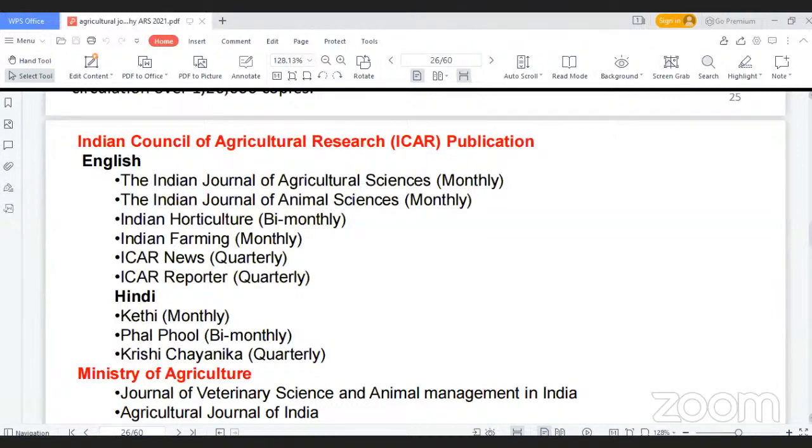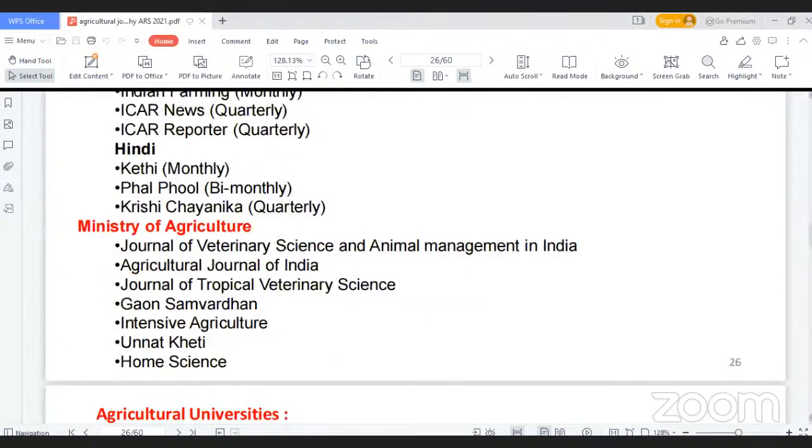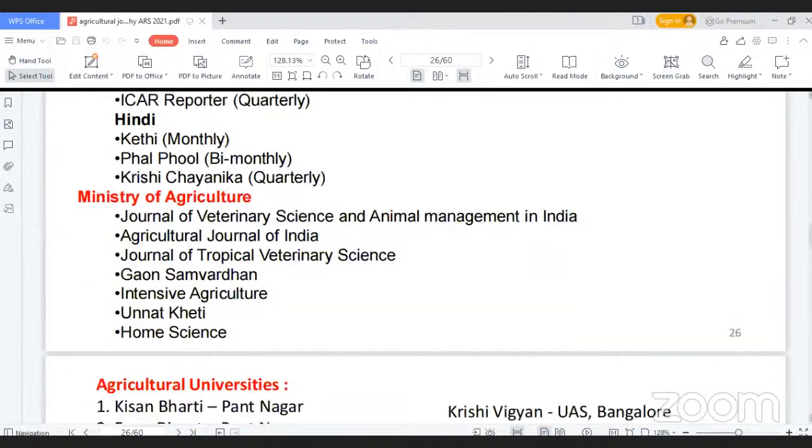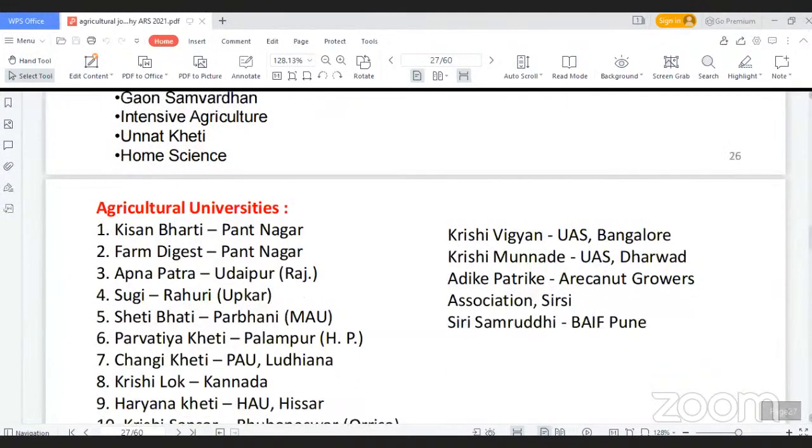Another one, Kheti, is also published monthly. Phalphool is bi-monthly, and Krishi Chayanika is quarterly. And the Ministry of Agriculture also publishes some journals, like the Journal of Veterinary Science and Animal Management, and Intensive Agriculture. And Agriculture Extension Review, I forgot to mention that. It is a very small journal published by the Ministry of Agriculture.